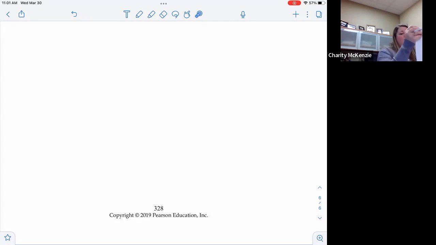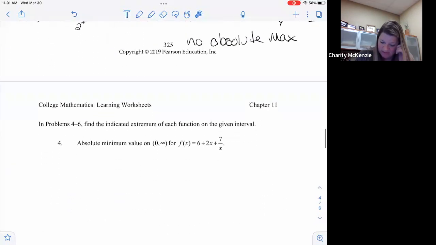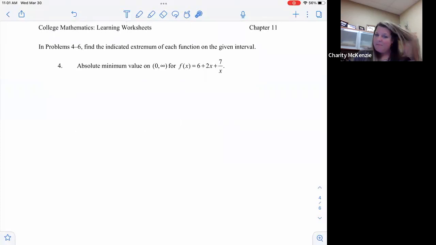Let's do the only one that has a little bit of trick to it, this one. So we'll do one more with this one because it has that 7/x. So it does make it a little tricky. So let's go ahead and start with our derivative. And I do want you to notice that this one has an interval of 0 to -infinity. Okay, so let's start with the derivative.